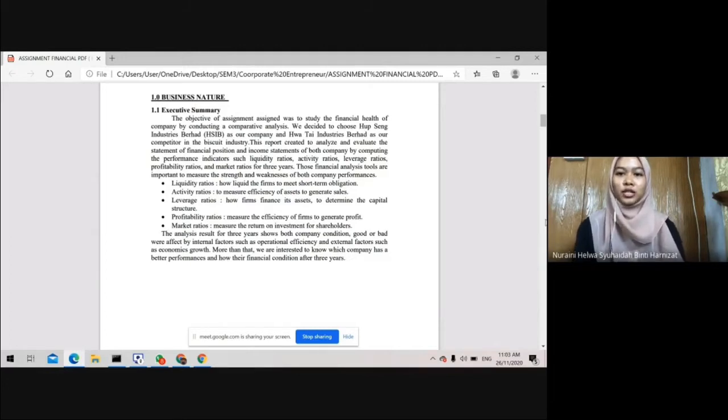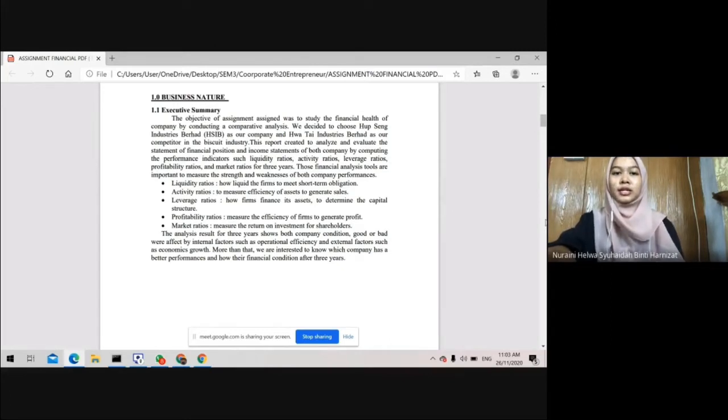We decided to choose Seng Industries Berhad as our company and Huatai Industries Berhad as our competitor in the biscuit industry. This report was created to analyze and evaluate the statement of financial position and income statement of both companies by computing performance indicators such as liquidity ratio, activity ratio, leverage ratio, profitability ratio, and market ratio for 3 years. Those financial analysis tools are important to measure the strengths and weaknesses of both companies' performance.